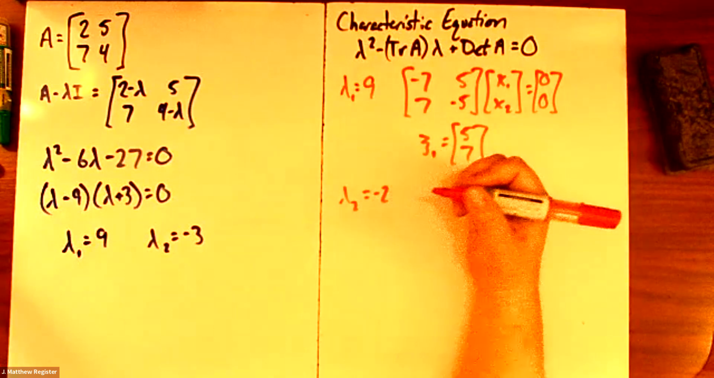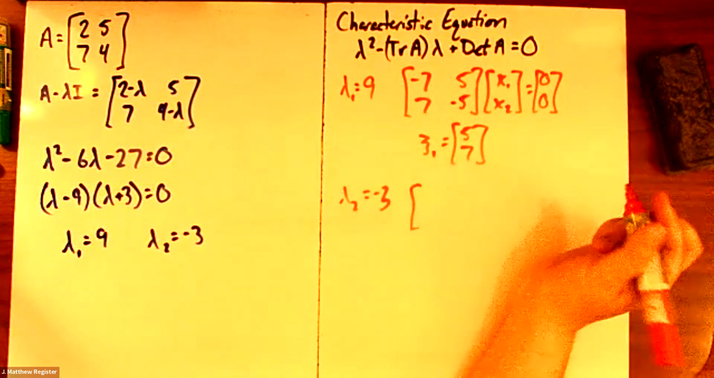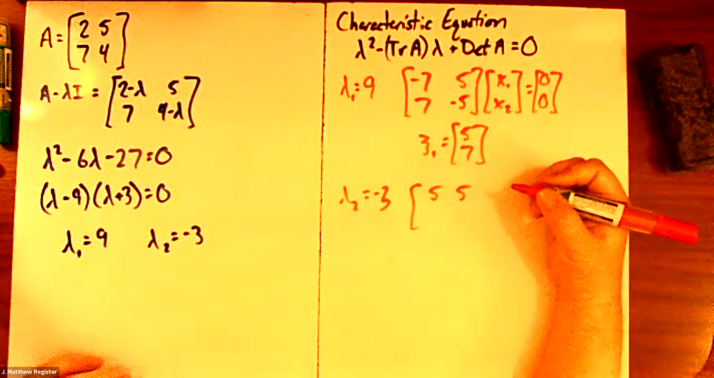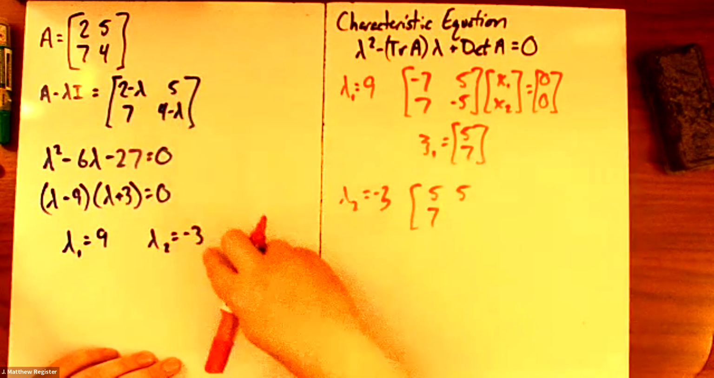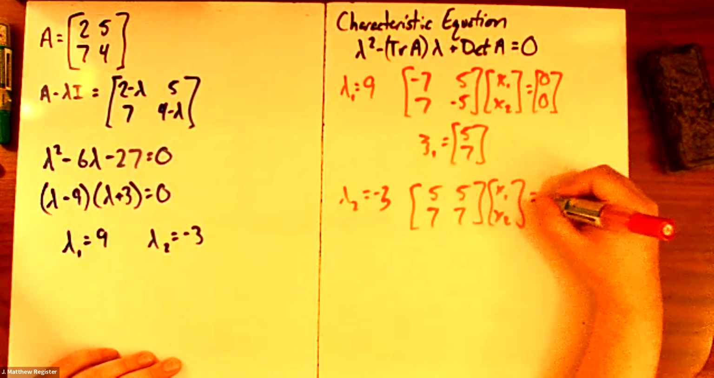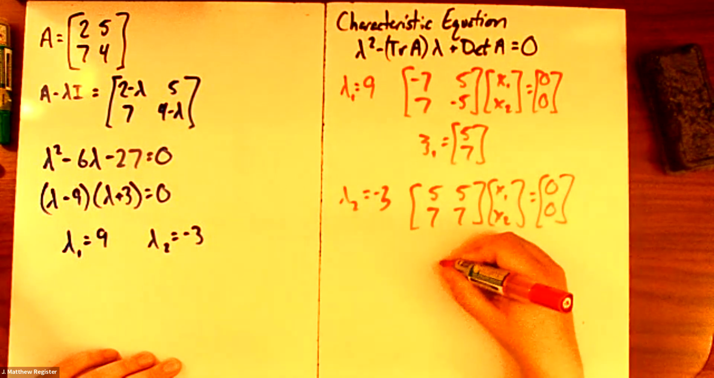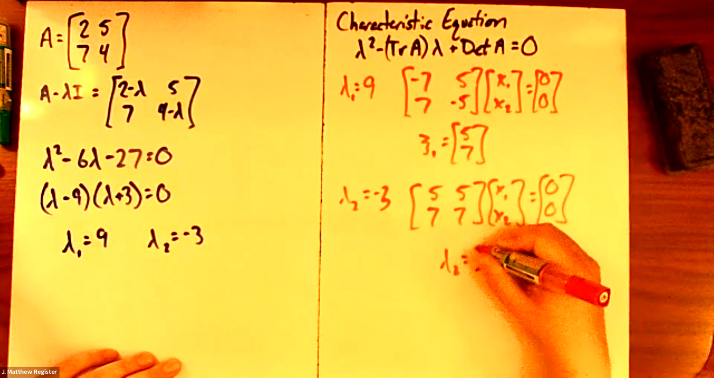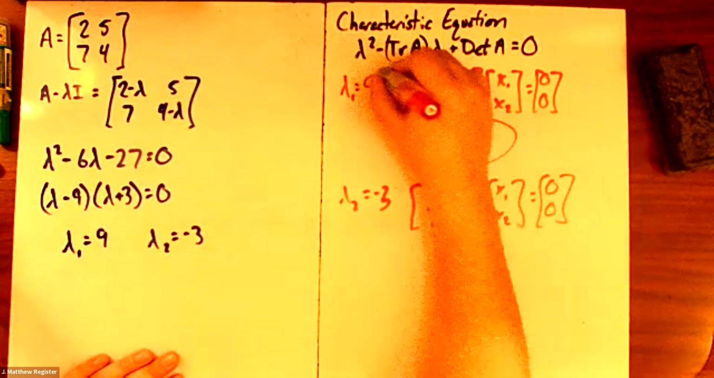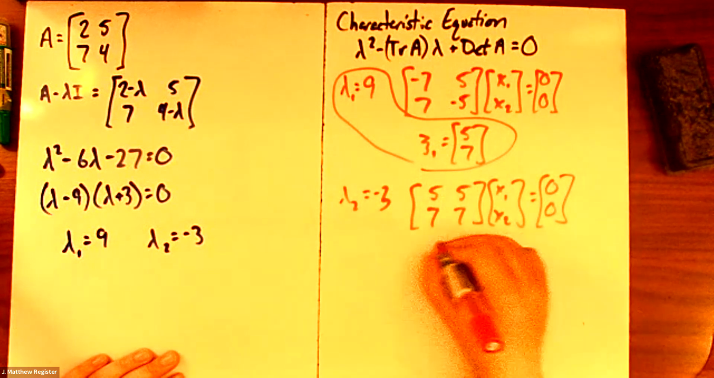For our second one, eigenvalue 2, our eigenvalue 2 equals negative 3. We are going to get 2 minus negative 3 is 5. 5, 7, 7. x1, x2. And in this case, 1, negative 1 sounds pretty good. And so again, there's our eigenvalue and eigenvector, and this should be an eigenvector. Our eigenvalue and eigenvector.